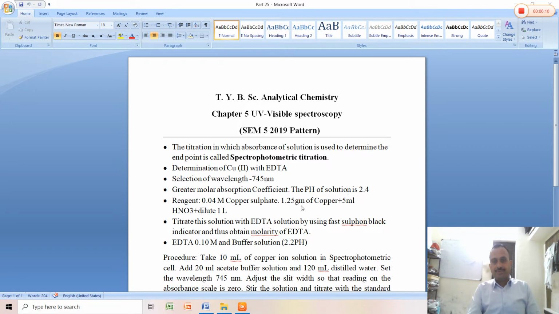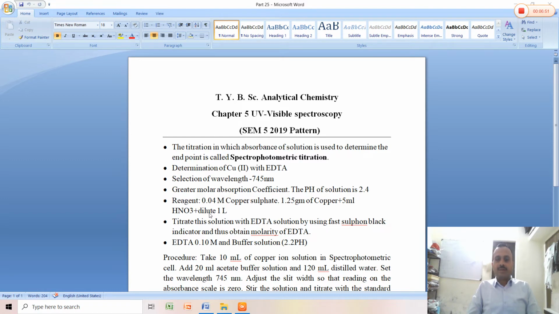1.25 gram of copper is added into 5 ml of concentrated nitric acid, and then it is diluted further with the help of distilled water up to 1 liter in a volumetric flask. So 1.25 gram of copper is measured with the help of a measuring instrument, that is a weight balance. After that, it is dried and ignited at up to 100 degrees centigrade. The cleaning of copper is done through this procedure.